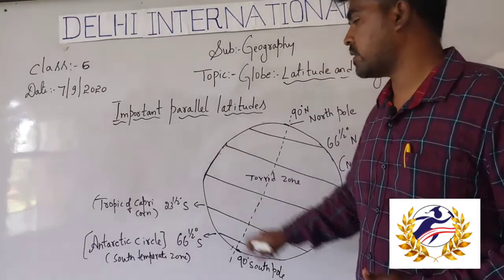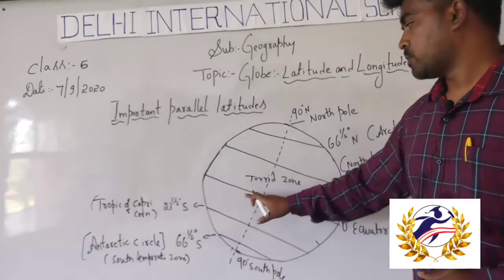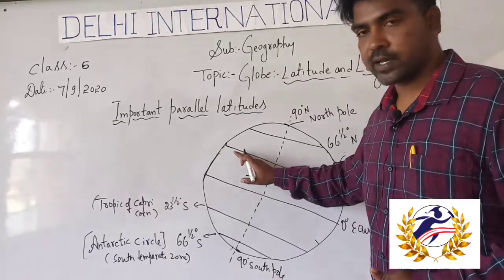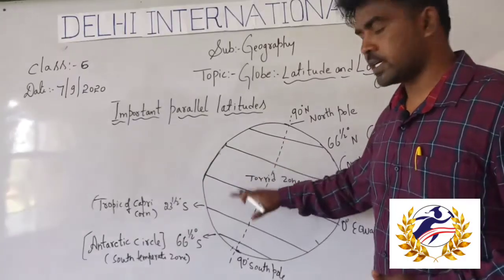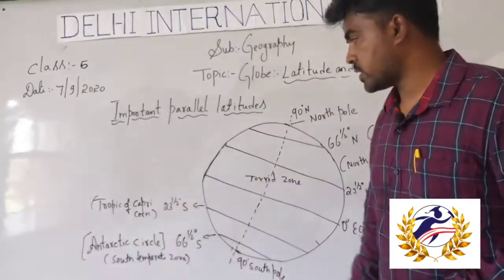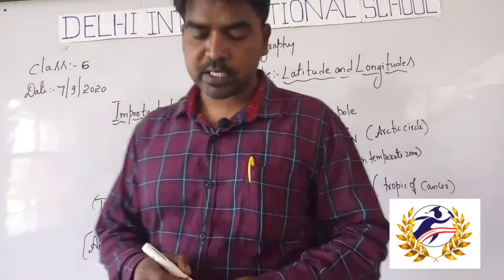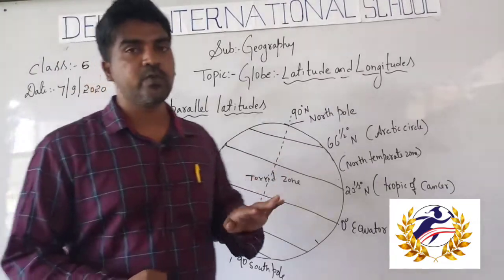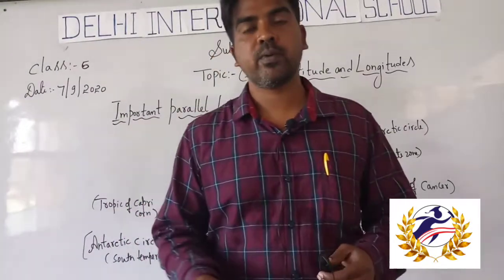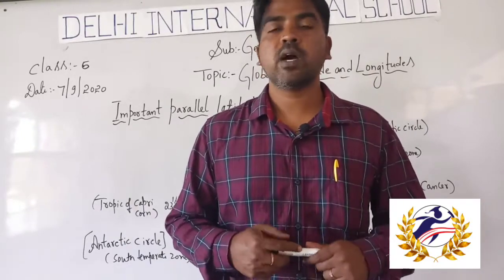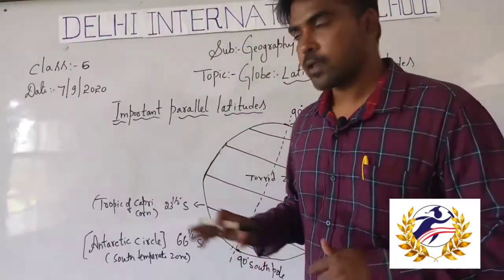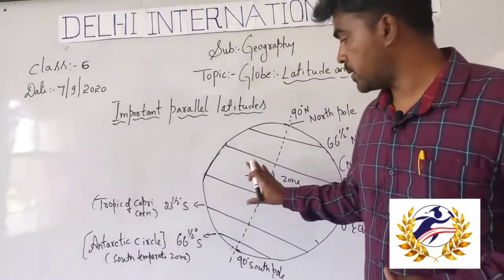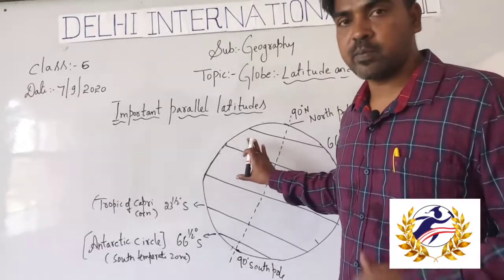So what do you mean by parallel? I told you, parallel means the imaginary lines drawn parallel to the equator, on both sides, in the northern hemisphere and the southern hemisphere. Today we are going to discuss the important latitudes. Why should we learn them? We have many latitudes between the North Pole and South Pole, so we are going to discuss only the important latitudes of the earth.